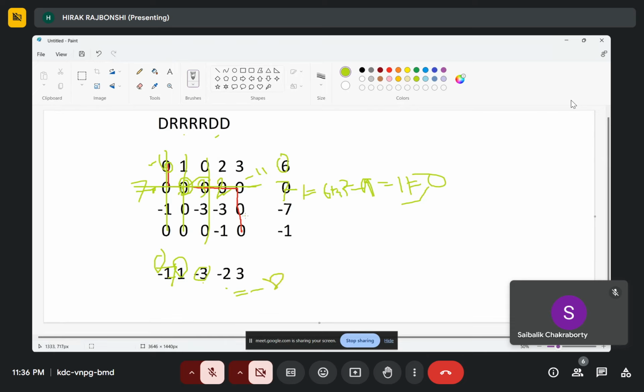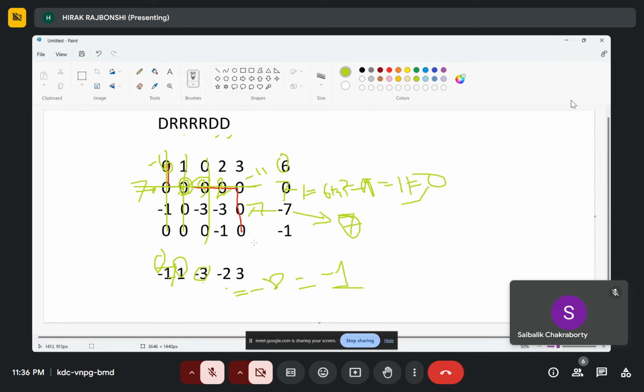Then I am here, and I am again going down. So this will be how much? Minus 7. So I have to put 7. I have to make it 0, so I have to put 7. So this is minus 8, and I have put plus 7. So minus 8 plus 7 equal minus 1.